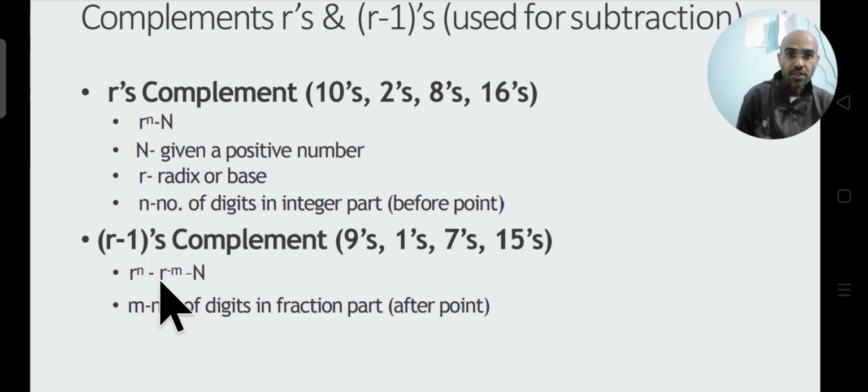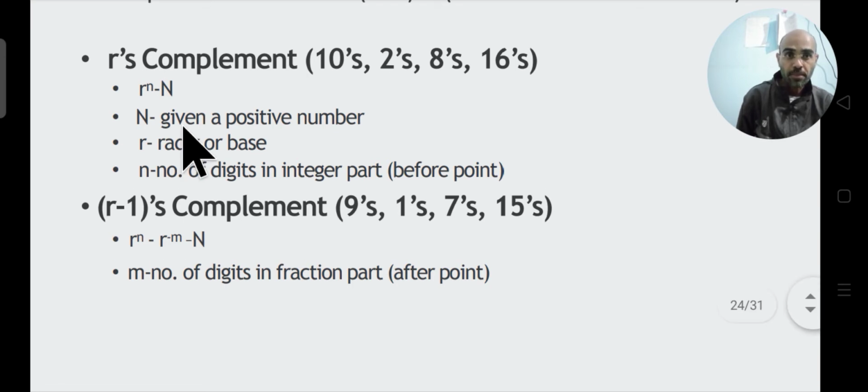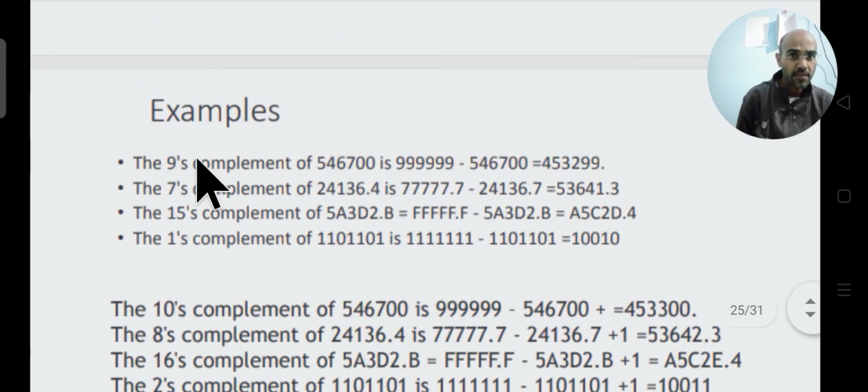So if we can find R's complement, we can find R minus 1's complement directly. Or the other way around, if we are able to find R minus 1's complement, then we can find R's complement directly from it. Let us understand it with the help of examples. Both the complements we will understand with the help of examples.